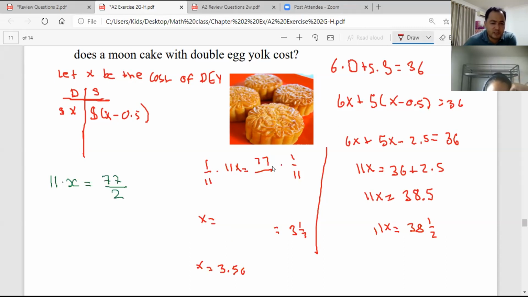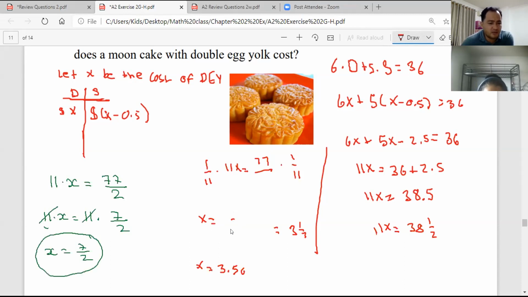In many different ways we can solve this. One way is you can just write it like this: 11 times x. How about 77? I can write it as 11 times 7 over 2. 11 times something, 11 times something, so I can cancel them out. Here we have x equals 7 over 2. Now by this time, you should be very fast to simplify these fractions. And we did a lot of things like this, right? Which equals to.